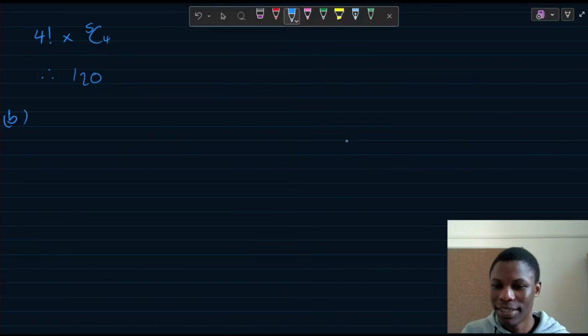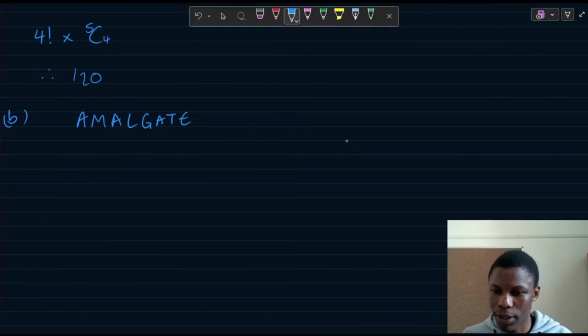Part B. Find the number of different ways in which the 10 letters in the word amalgamate can be arranged with exactly 3 letters between the two M's. So we've got the word amalgamate. Forget the restrictions from part A. We now have completely new restrictions. We are told that there will be exactly 3 letters between the two M's.